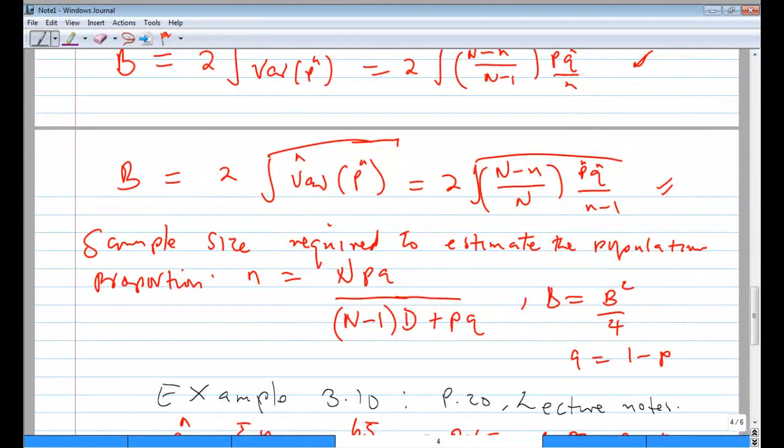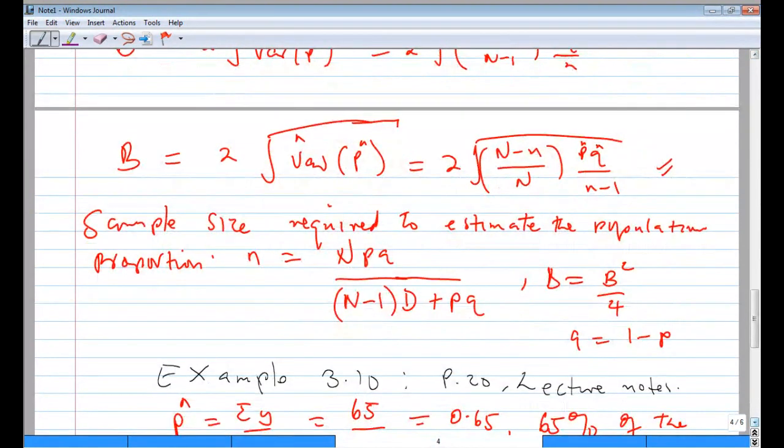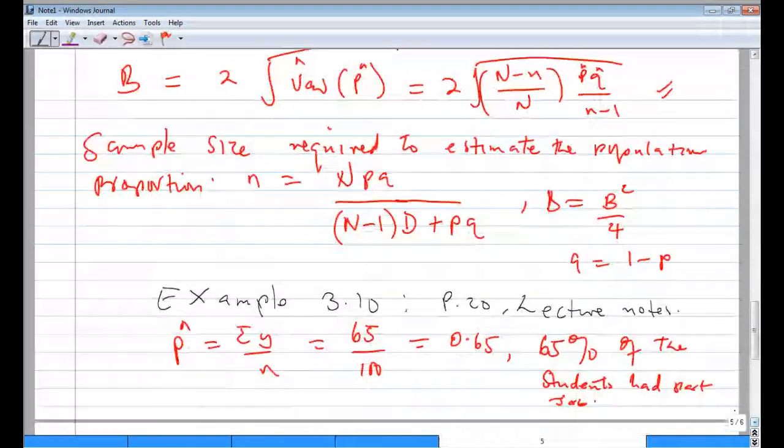Yes, the question says estimate the population proportion, okay? Then we find out to be what? 0.65. Then I said, okay, may you please try to interpret in terms of the percentage. If you check, the question says estimate the population percentage of students who had part-time job. So that means we have 65% of the students who had part-time job.